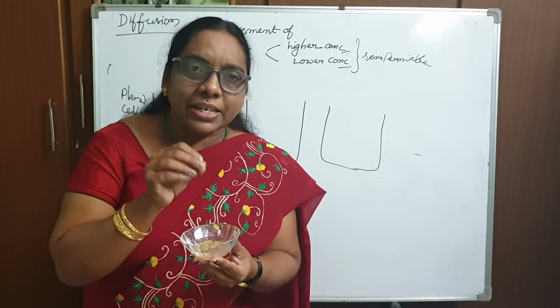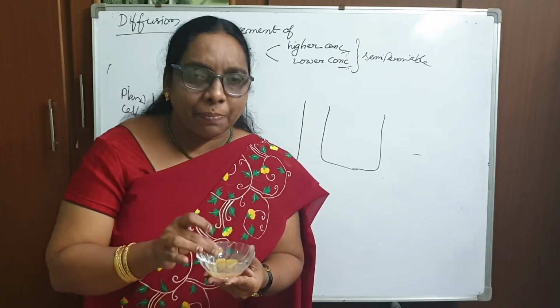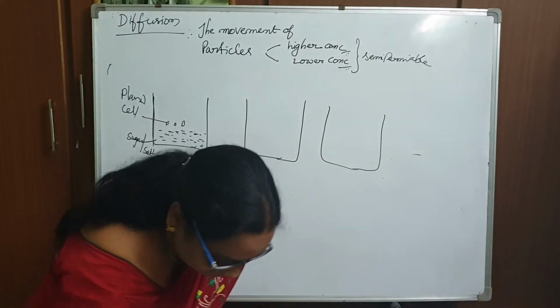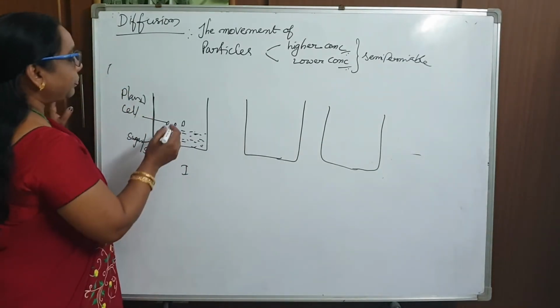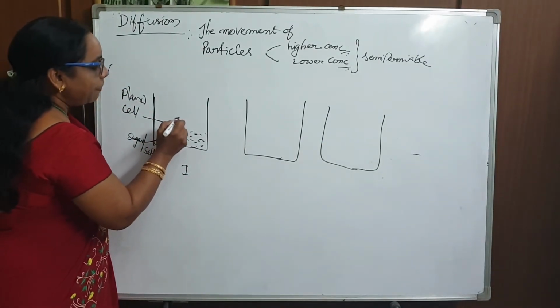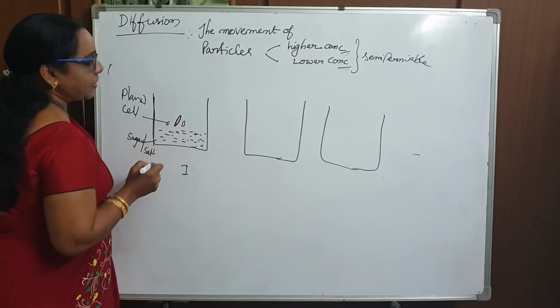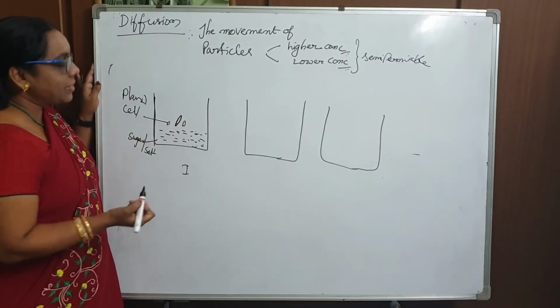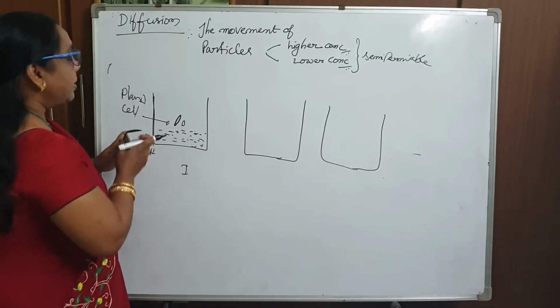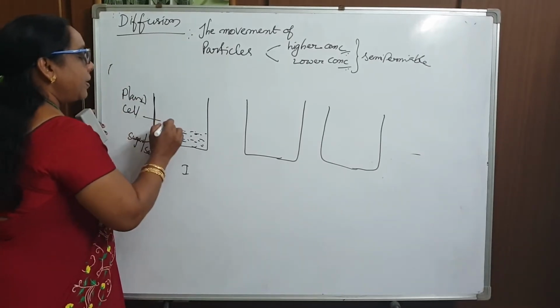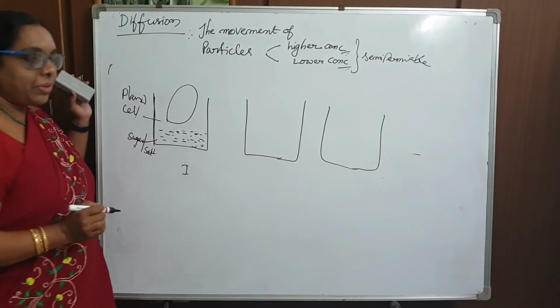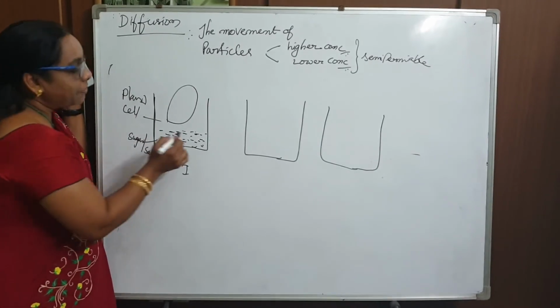Okay, the outer layer is acting as the semi-permeable membrane. After that, first the resin will be very small like this. After a few hours, what you can observe is that the resin swells up like this. What makes the resin swell up here?